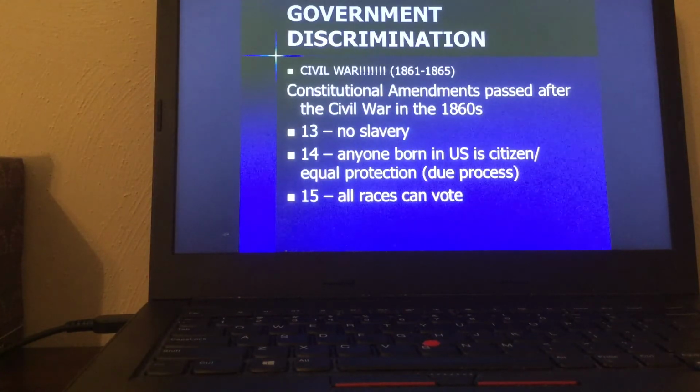And then the 14th, which is what we're going to spend a little more time talking about today, says a couple different things. One of them says that anybody born in the U.S. is a citizen. And they said that basically to overturn the Supreme Court decision of Dred Scott, to make it clear that if you were born in America, regardless of the color of your skin, you are in fact a U.S. citizen.